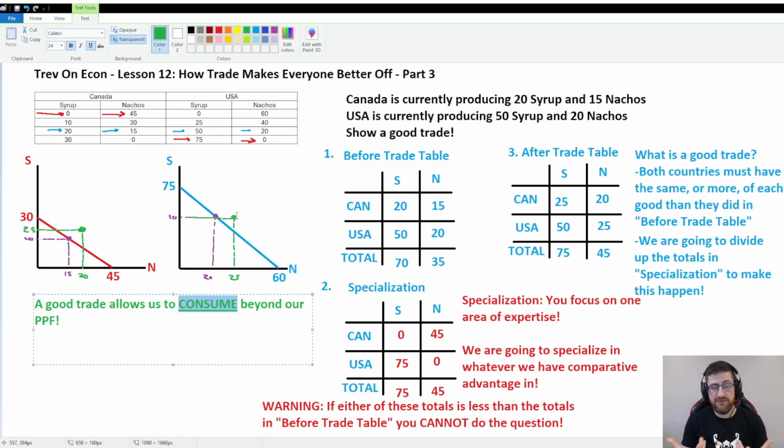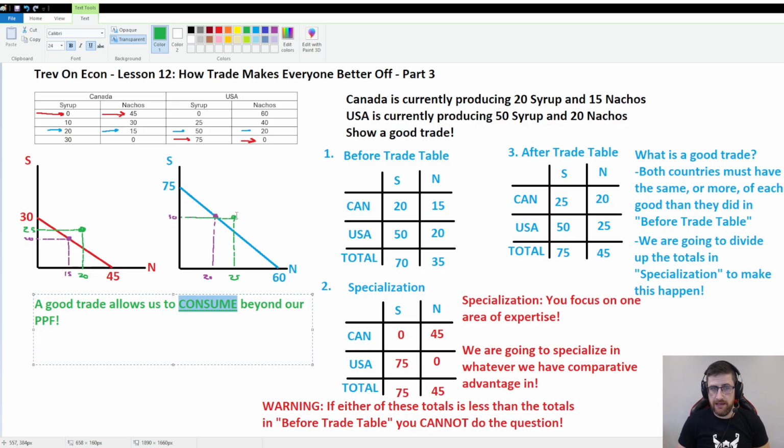We talked in the PPF example that you could grow with economics, more capital, more labor, more technology, whatever the case is, and push your PPF outwards. That is not an easy thing to do. All right. That takes a lot of time, a lot of investment, a lot of discovery. Trade, on the other hand, can be done much more quickly, at least comparatively, and it has a similar result.